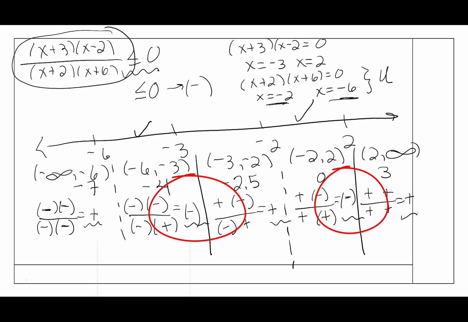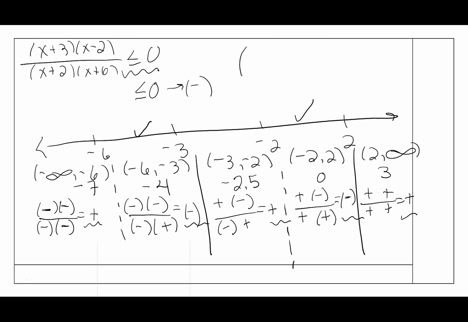So our final answer: the -6 needs to be open because you can see the dashed line, so I can't use the -6. At -3, it can be closed because there's a solid line and we're looking at less than or equal to. Then I do union. I look at -2, I see a dash, so I go open at -2. 2 has a solid line, so I can close it out.